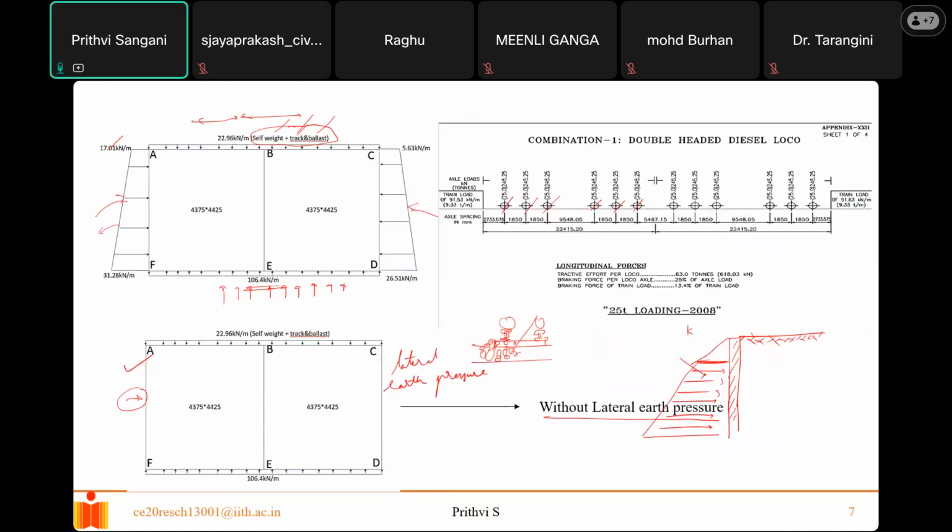So we have run the analysis, and this is done again in STAAD Pro. We tried to run the analysis, and we found out that this is going to be our critical section. So when my loads are at these points, then I'm going to get the critical case. And again, when I say critical, it should be both: first, bending moment maximum, second, shear force maximum. For bending moment, you have two types: hogging and sagging.